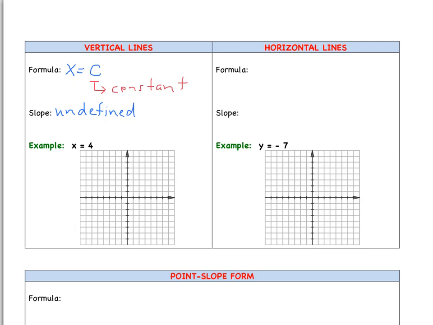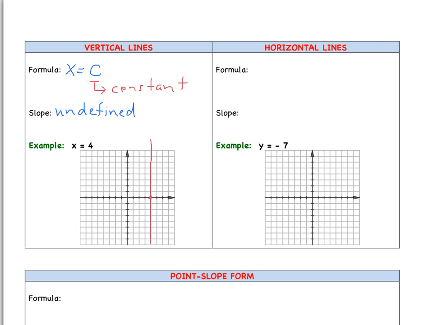Okay, so let's go ahead and graph the line x equals 4. So we just go out to where x is equal to 4. 1, 2, 3, 4. So it's right here. And we go ahead and we draw our line through that.